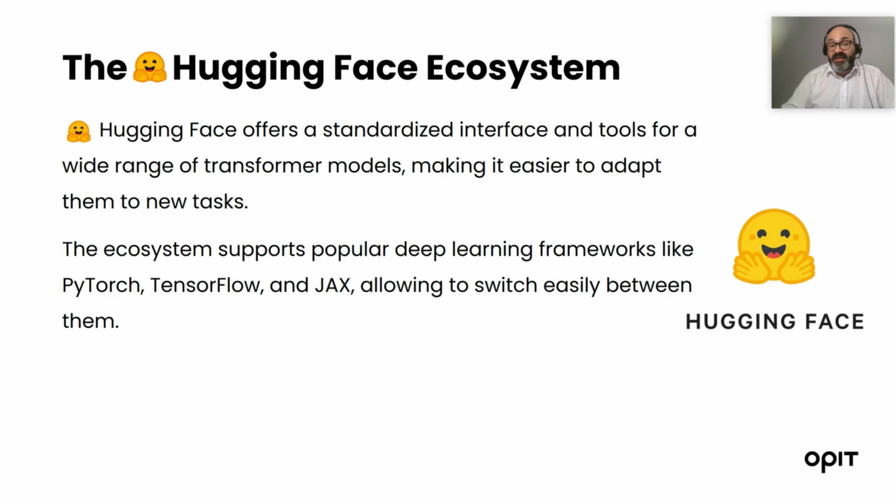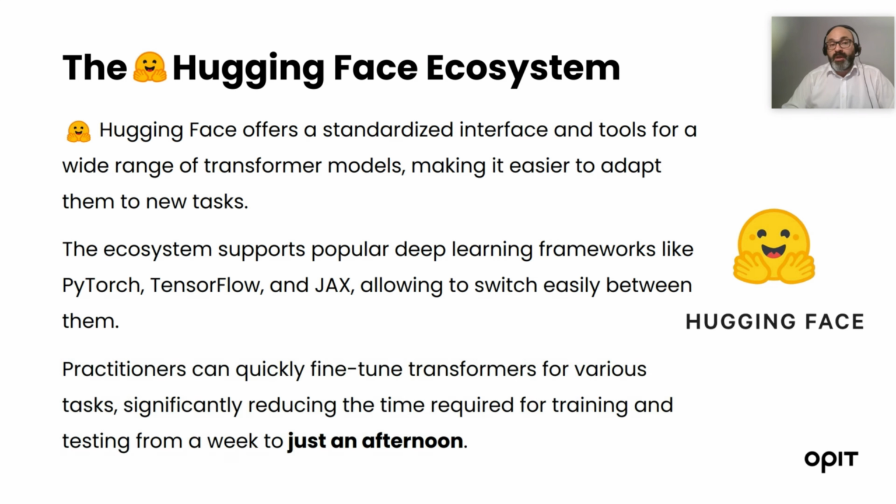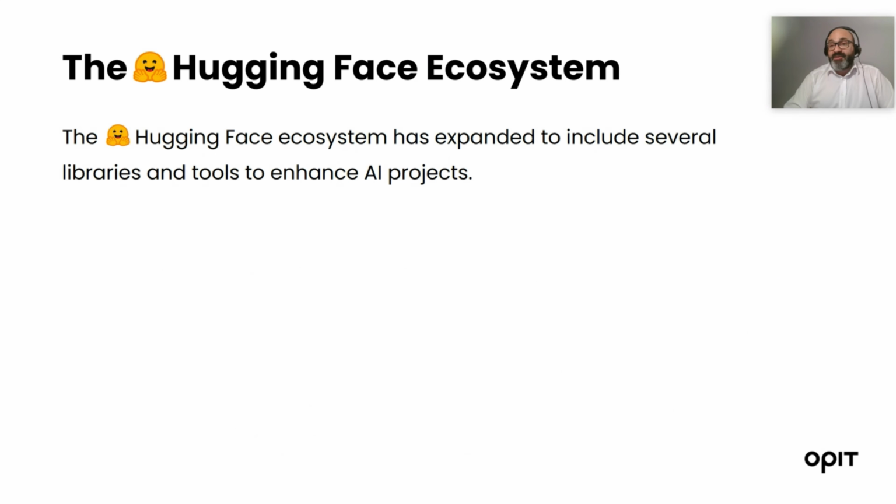The Hugging Face ecosystem supports popular deep learning frameworks like PyTorch, TensorFlow, and JAX, allowing you to switch between them in a very easy way. Developers like you can quickly fine-tune transformers for different tasks, and in particular, they can significantly reduce the time required to train and test the models, from weeks to even a single afternoon. The Hugging Face ecosystem has expanded to include libraries and tools to enhance AI projects.